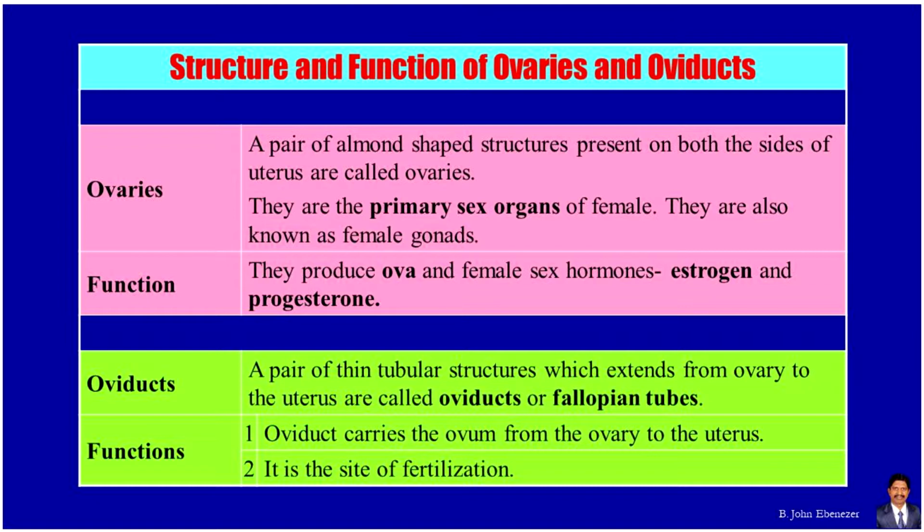Oviducts. A pair of thin tubular structures which extends from the ovary to the uterus are called oviducts or fallopian tubes. Functions: the oviduct carries the ovum from the ovary to the uterus. It is a site of fertilization.